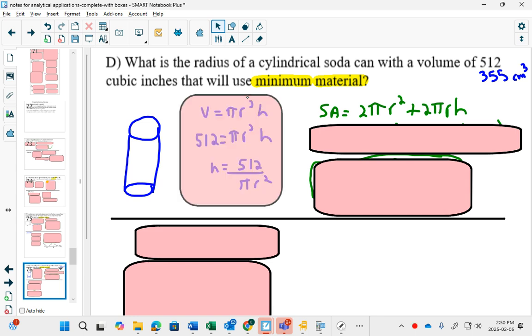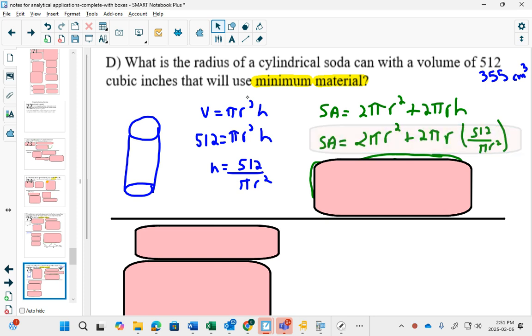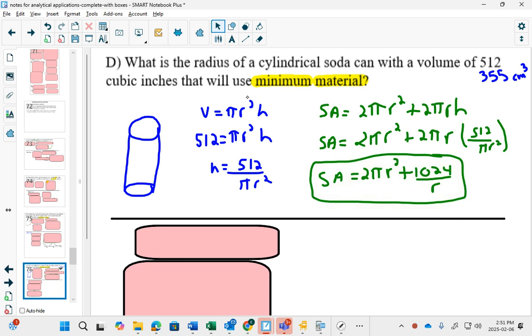Okay, what else do we know? We know the volume is 512. That volume is pi r squared times the height. And we could get the height by itself. Because right now we've got r and h in our surface area formula. We want to substitute in, so we get a formula that just has one variable. And now I have a surface area formula just with r.